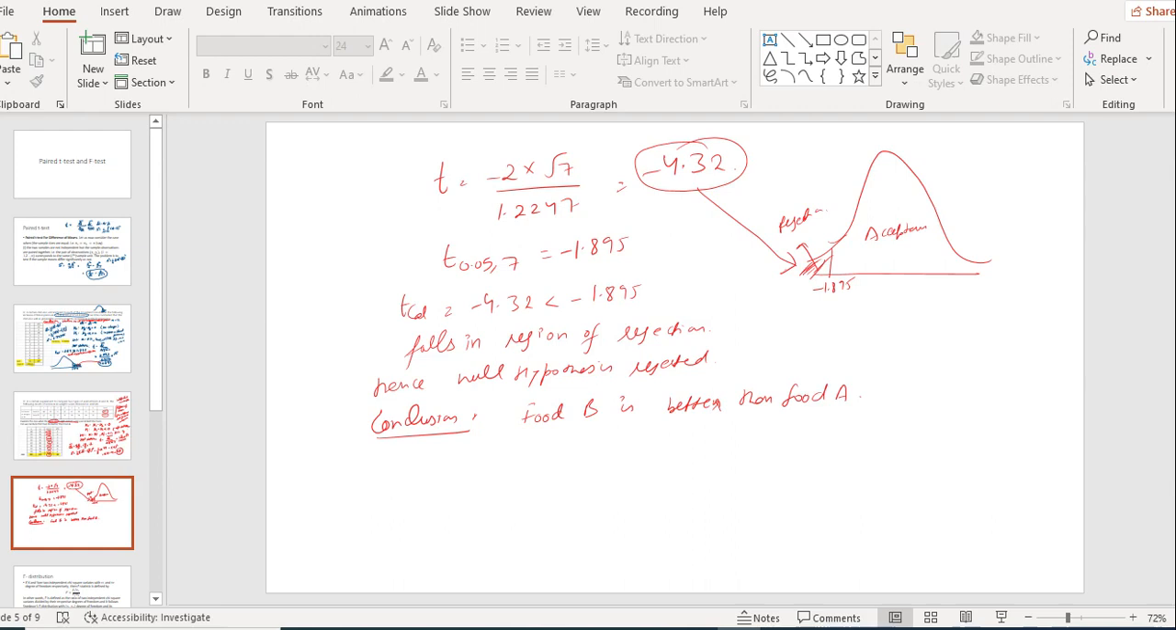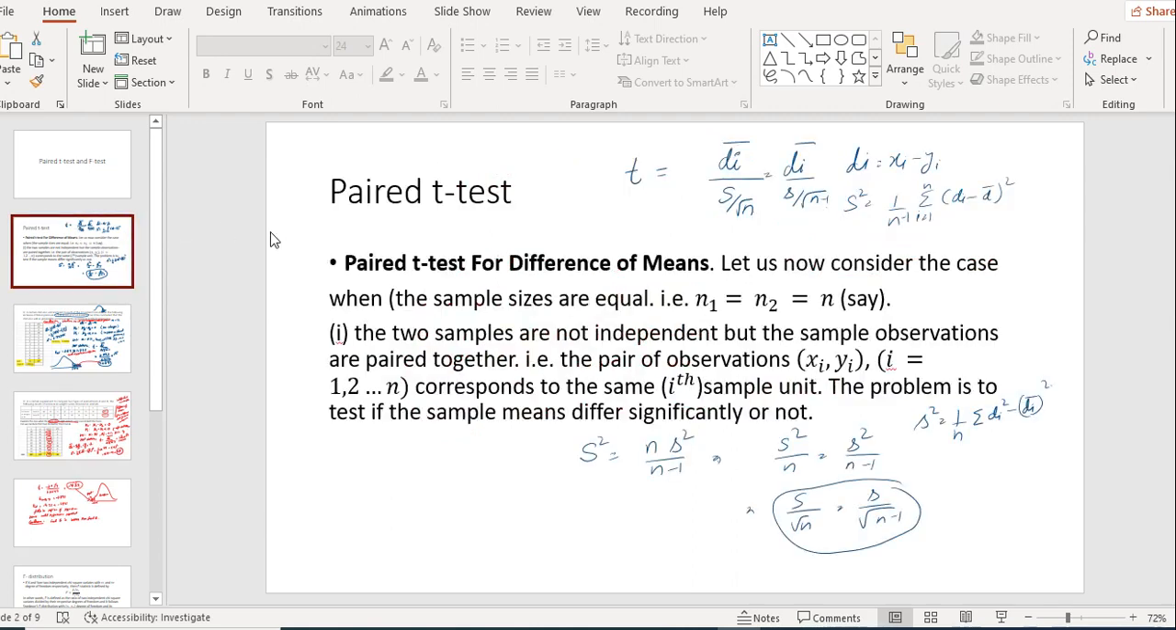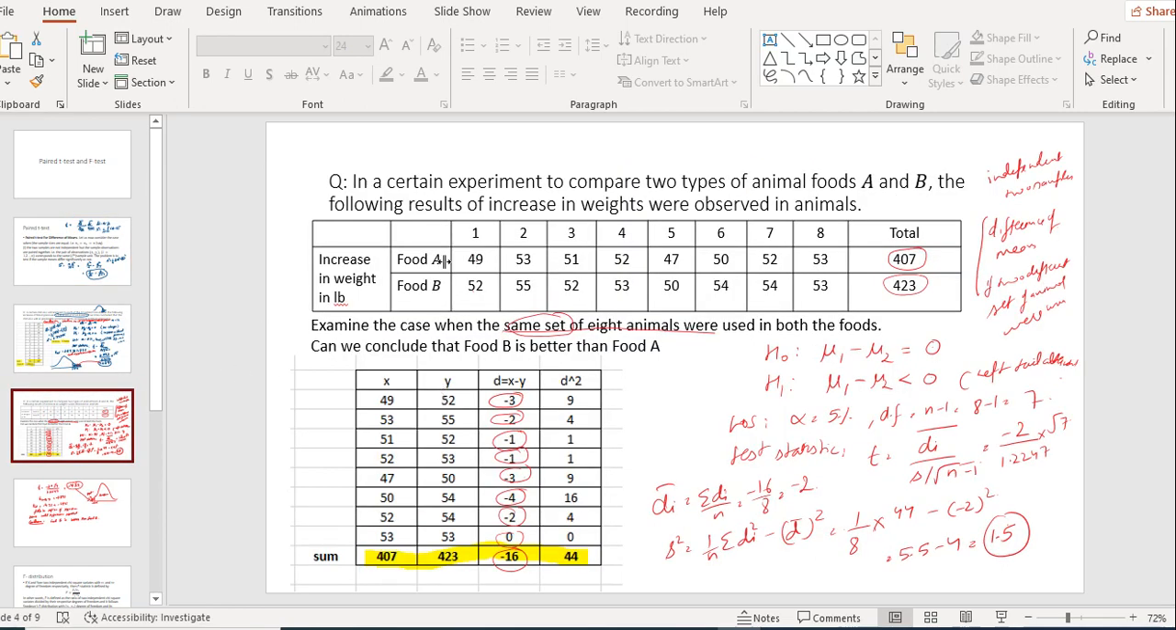Okay, so this is the problem we have considered for the paired t-test. Paired t-test is used when we are given two observations of the same set of data, right? Means we are having paired values, so corresponding to one set we are having two different observations. Then we use a paired t-test for difference of mean, and if we are given two independent samples, then we can use the t-test for difference of mean. Like in this case, if we are given two different sets of animals, then we use t-test for difference of mean here, right?